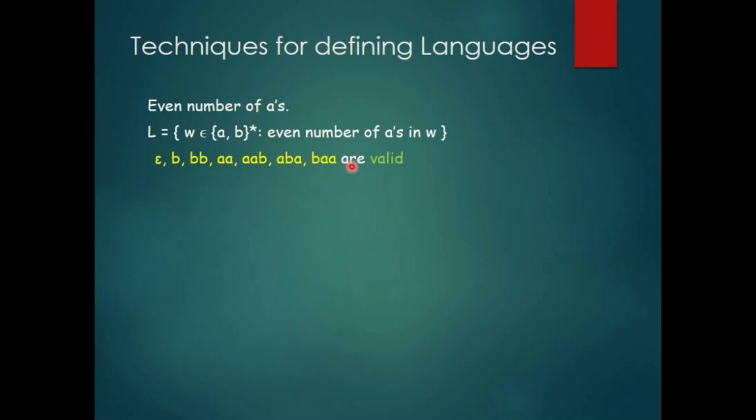Let us see some invalid strings. These are some of the invalid strings that do not belong to the language. A consists of an odd number of A's, BA again consists of an odd number of A's, and so on.